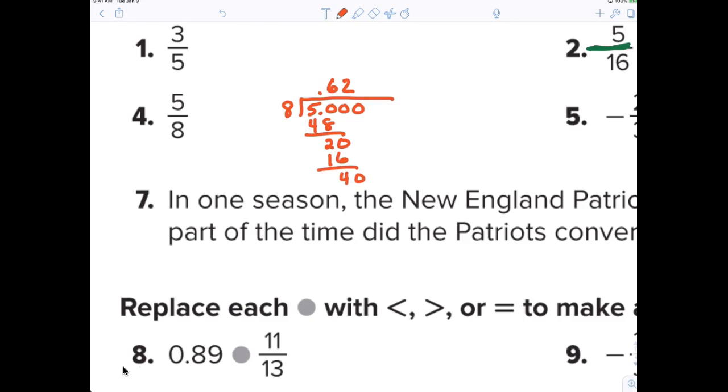And so 8 goes into 40, how much? 5 times. So my answer to 5/8 would just be 0.625. Everybody agree that's not that hard?